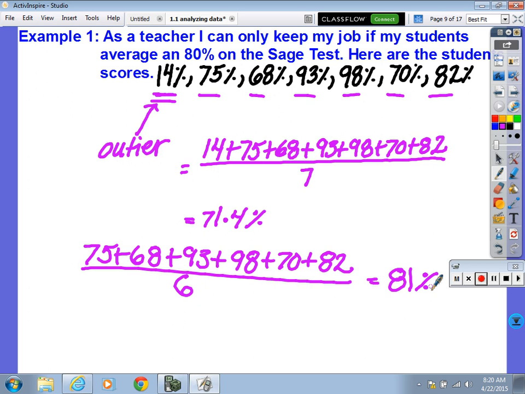Okay, any questions? Do you guys now see why outliers can affect your data so very much? Isn't it crazy that just one person's score affected me 10 percentage points? That's crazy, right? So that's why outliers are considered in statistics.